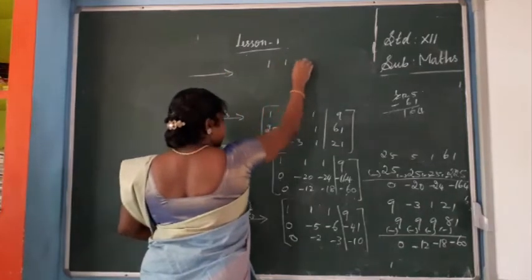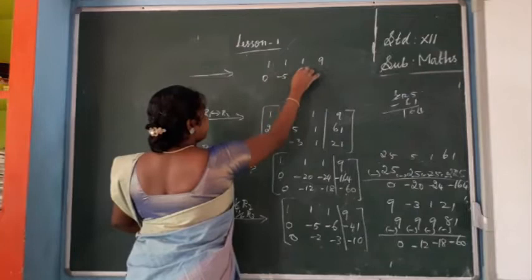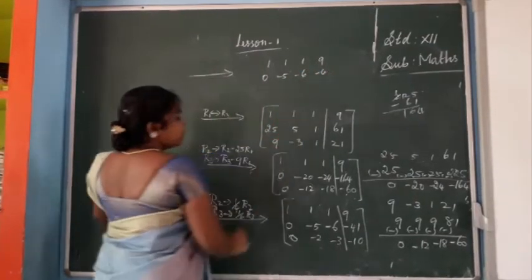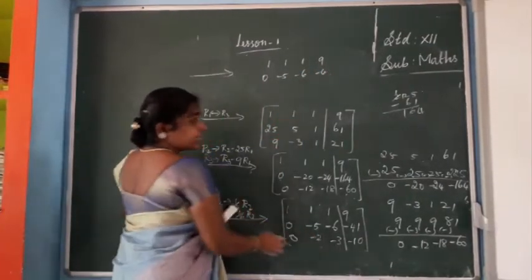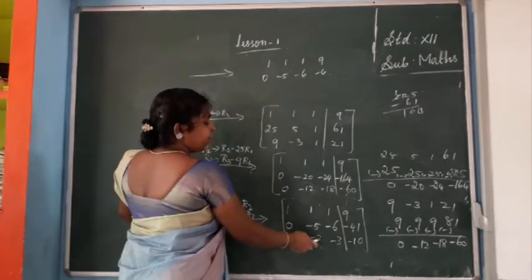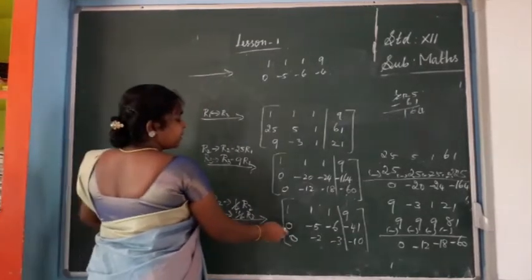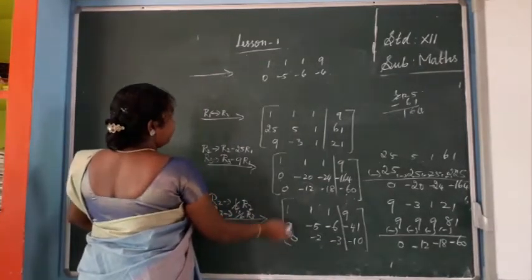1, 9. R1 no change. R2 also no change. 0, minus 5, minus 6, minus 41. So instead of minus 2, I need 0. So 2 and 5 are prime. 2 is not a multiple of 5, and 5 is not a multiple of 2. So I am going to multiply the second row by 2 and the third row by 5.